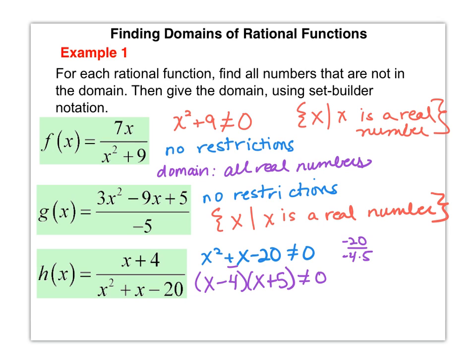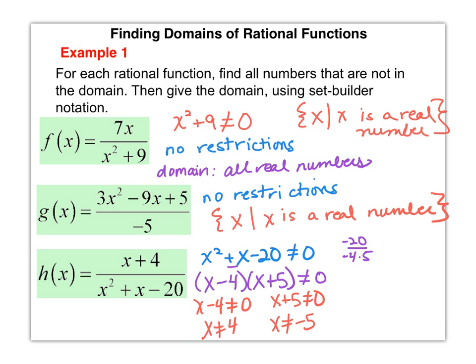We can set each one of those using the zero factor property, saying x minus 4 cannot equal 0. If it's equal to 0, then that factor is 0 and the whole denominator is 0. So by solving that for x, we say that x cannot equal 4. That is a restriction on the domain. Similarly, with the second factor of x plus 5, we say x plus 5 cannot equal 0. So x cannot equal negative 5.